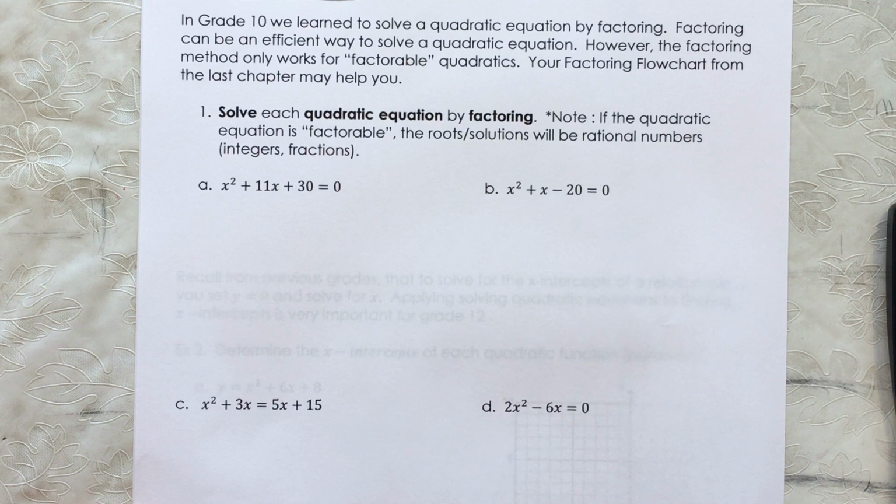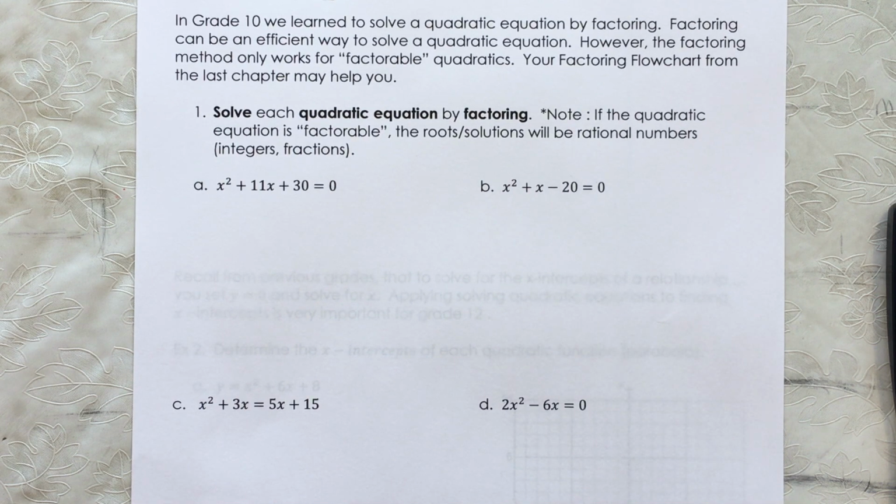Okay, so the first question. Solve each quadratic equation by factoring. And then there's a little asterisk there. Note, if the quadratic equation is factorable, which all of the ones I'm going to give you are, the roots or solutions will be rational numbers, which are integers or positive and negative fractions. So we're not going to have the square root or the irrational roots that we had the other day.